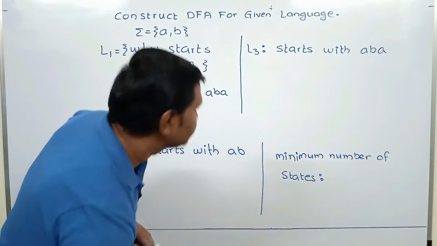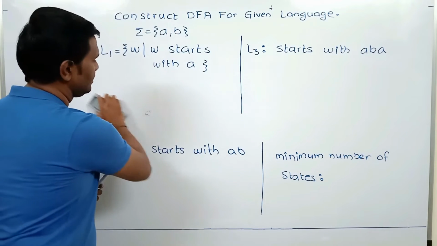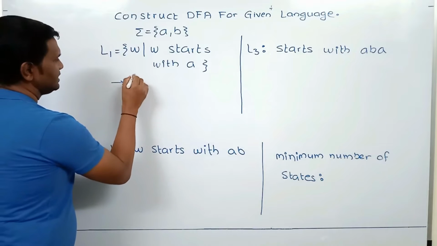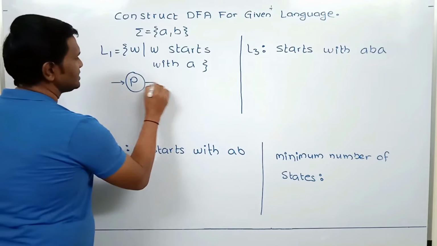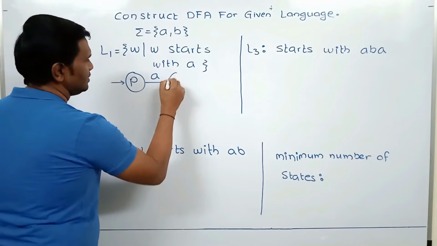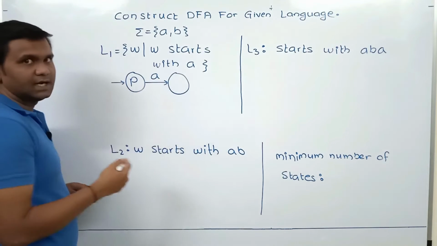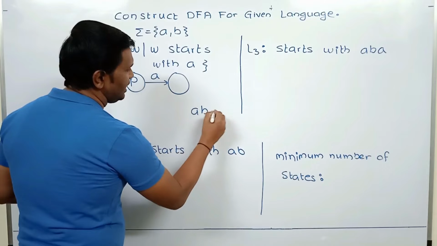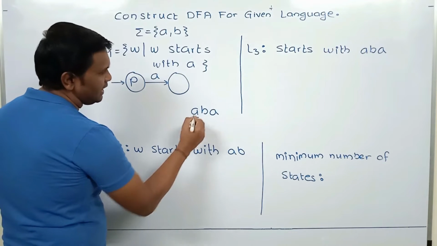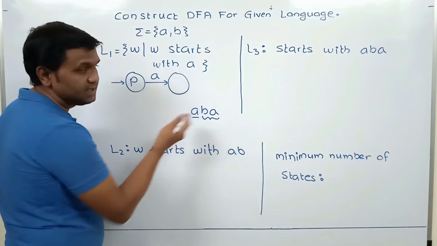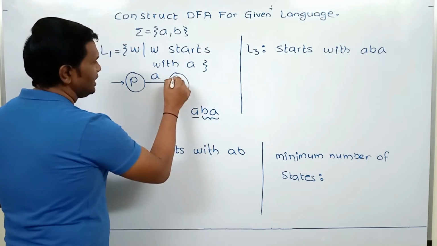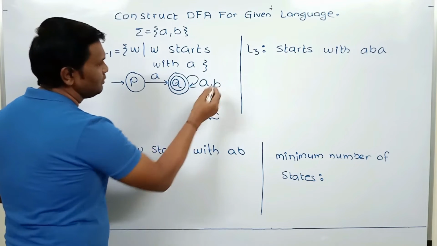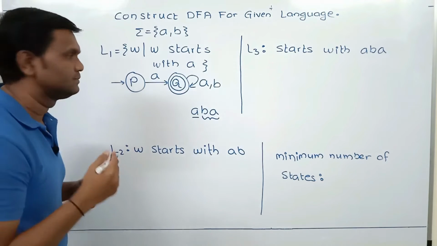So let's design the DFA. Take the initial state or start state as P. Now the string must start with A. Once we know that the string is starting with A, we must accept the string. If we consider the string ABA, here the string starts with A. Whatever comes next, we should process it and accept the string. So we reach the final state Q, and whatever comes next after A, we process in the final state and accept the string.